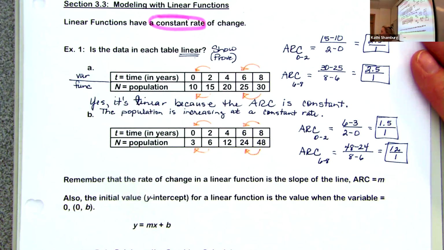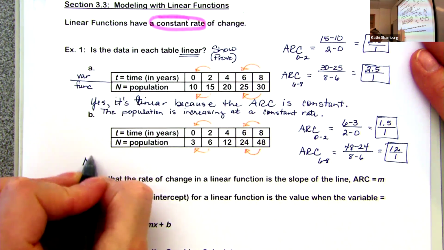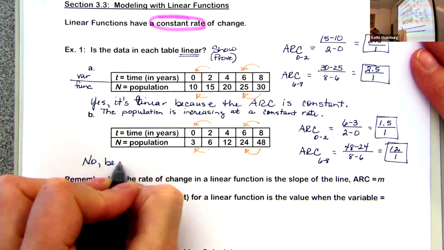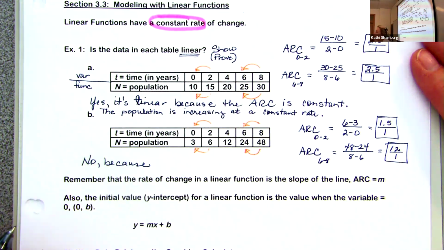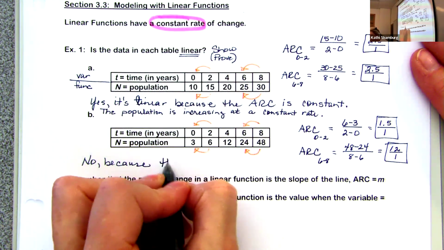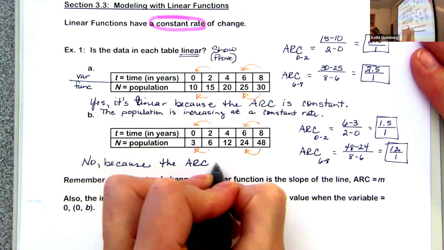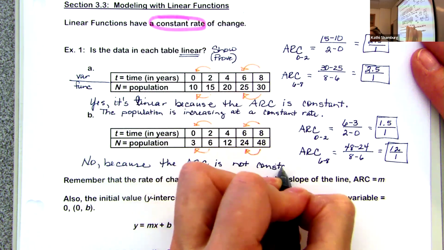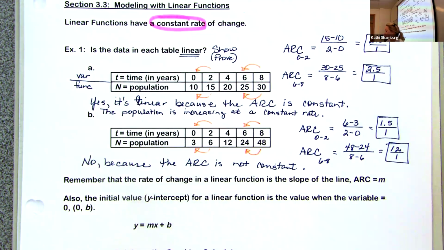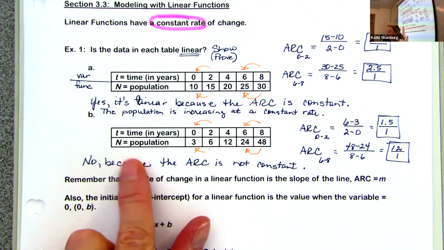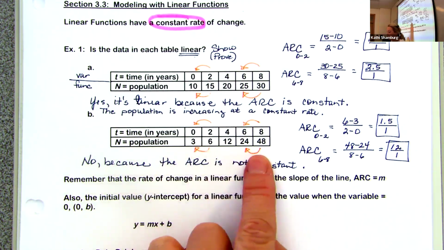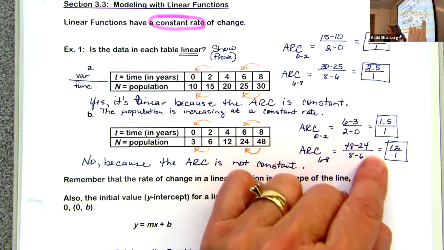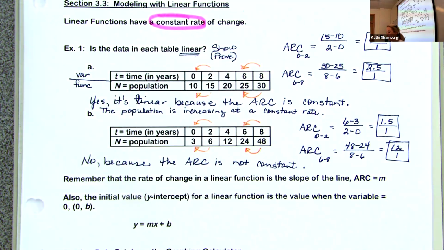Is the data linear? How do I know that? Because the average rate of change is not constant. Now, if we said the population is, what is it doing? Increasing at an increasing rate. Yeah, didn't ask for that, but if we did, okay.